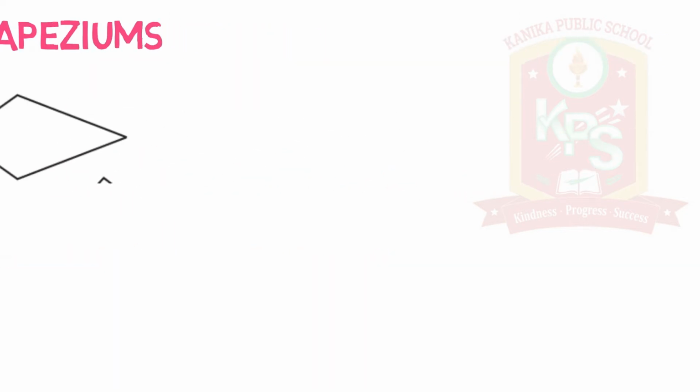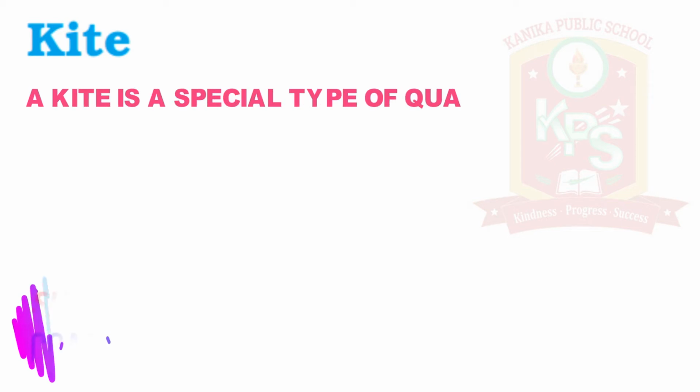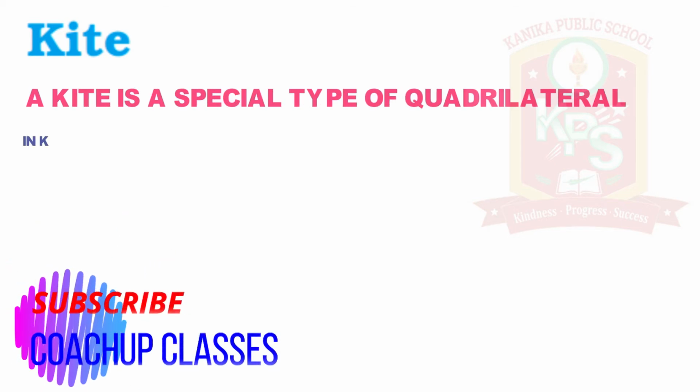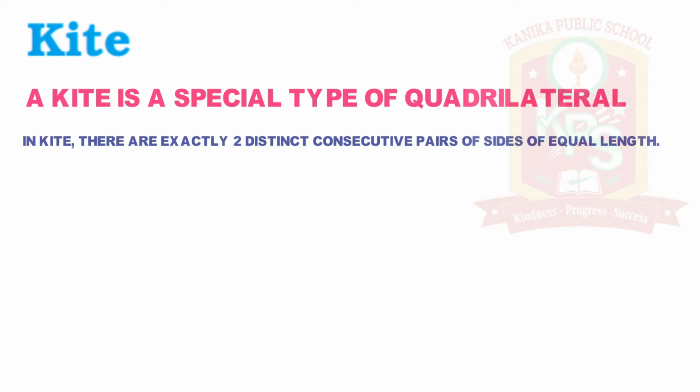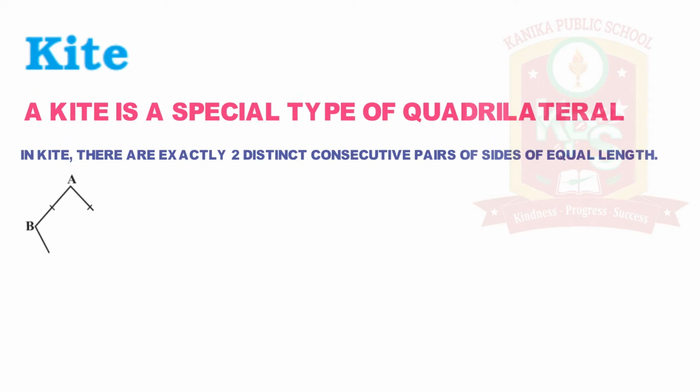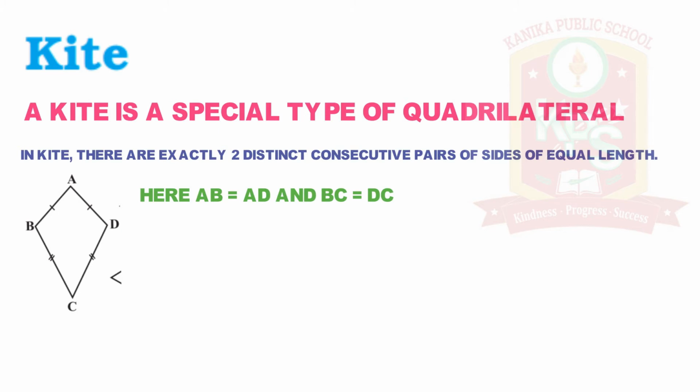Now coming to our next quadrilateral, that is a kite. A kite is a special type of quadrilateral. In a kite, there are exactly 2 distinct consecutive pairs of sides of equal length. So here you should have 2 distinct consecutive pairs of sides of equal length, right? So as you can see in this figure, ABCD is a kite. As you can see, AB is equal to AD and BC is equal to DC, right? So this is a kite.